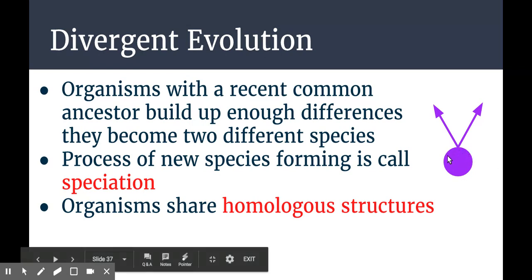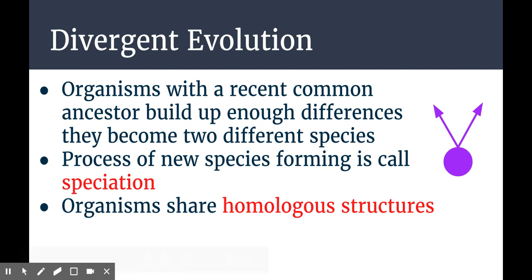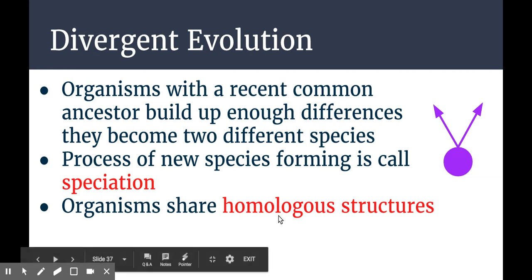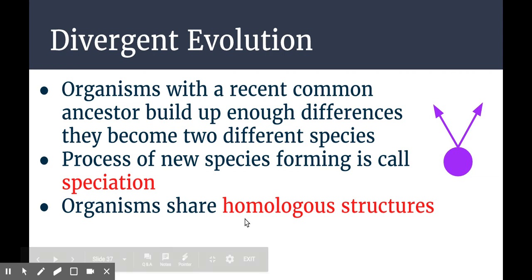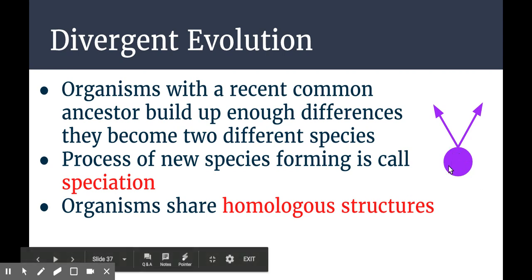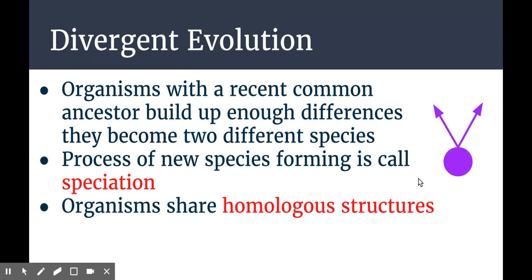So my little shorthand diagram here shows one purple circle to represent shared evolutionary history, shared common ancestry. And then I have two arrows coming off of it to show my populations diverging or splitting from one another. Now, these organisms will share homologous structures. So the prefix homo here should help us remember that it's the same. So the similarity or the sameness is because it's coming from the same common ancestor.